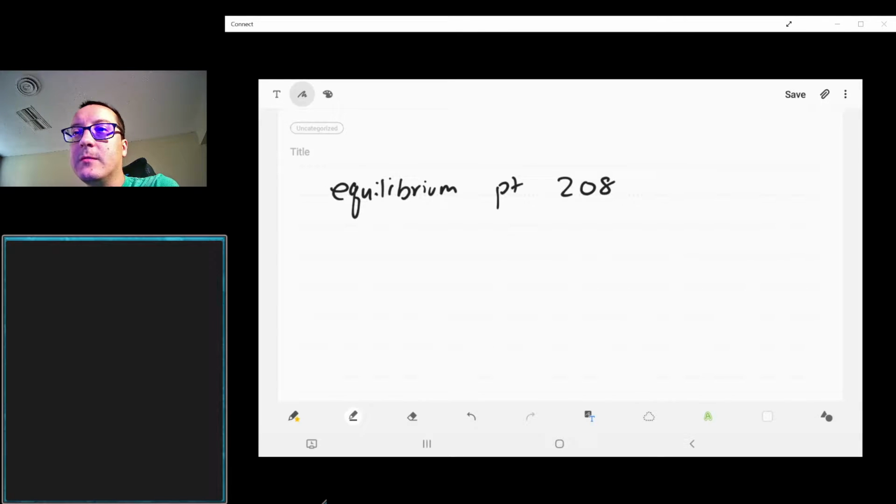Of course, a slight exaggeration there, but it's pretty much accurate, right? We're just never going to end equilibrium.